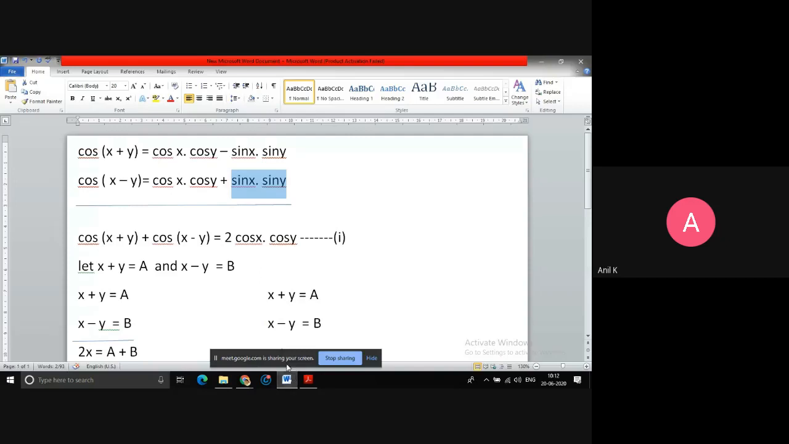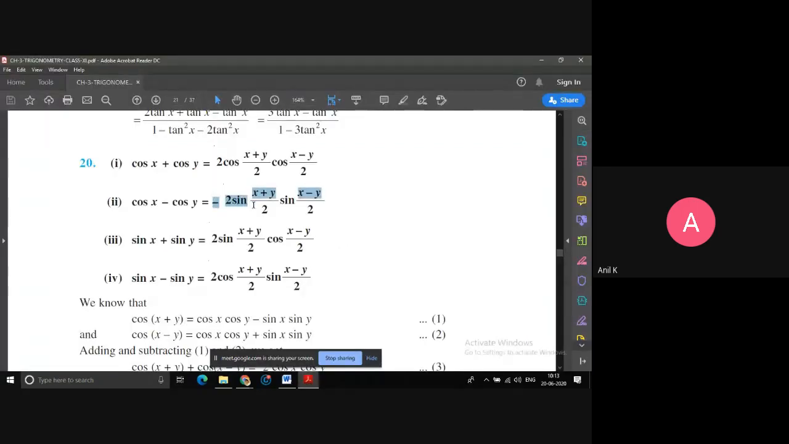Okay, because when you subtract, this cos x cos y and here cos x cos y, both are going to get cancelled when I do the subtraction. And here minus sin x sin y and here also minus sin x sin y, which is going to be minus 2 sin x sin y will come. So that is the reason why you have here minus 2 sin (x plus y)/2 sin (x minus y)/2.